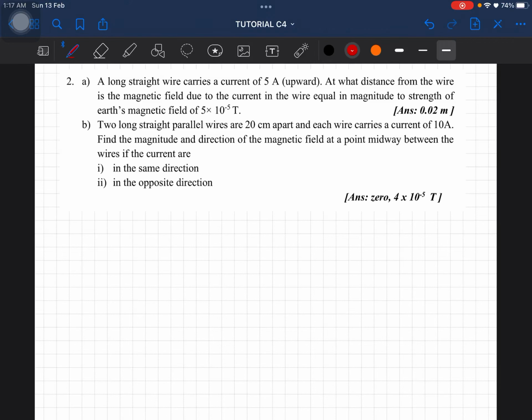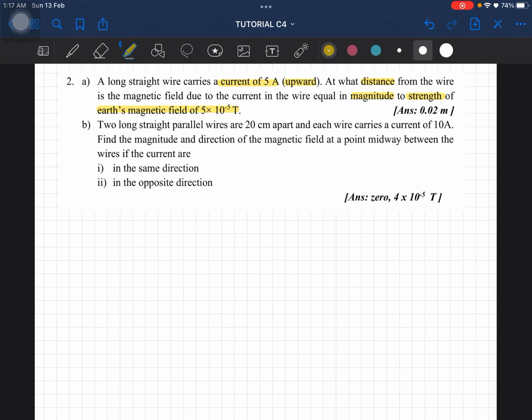Question 2. A long straight wire carries a current of 5 ampere upward. At what distance from the wire is the magnetic field due to the current in the wire equal in magnitude to the strength of Earth's magnetic field?